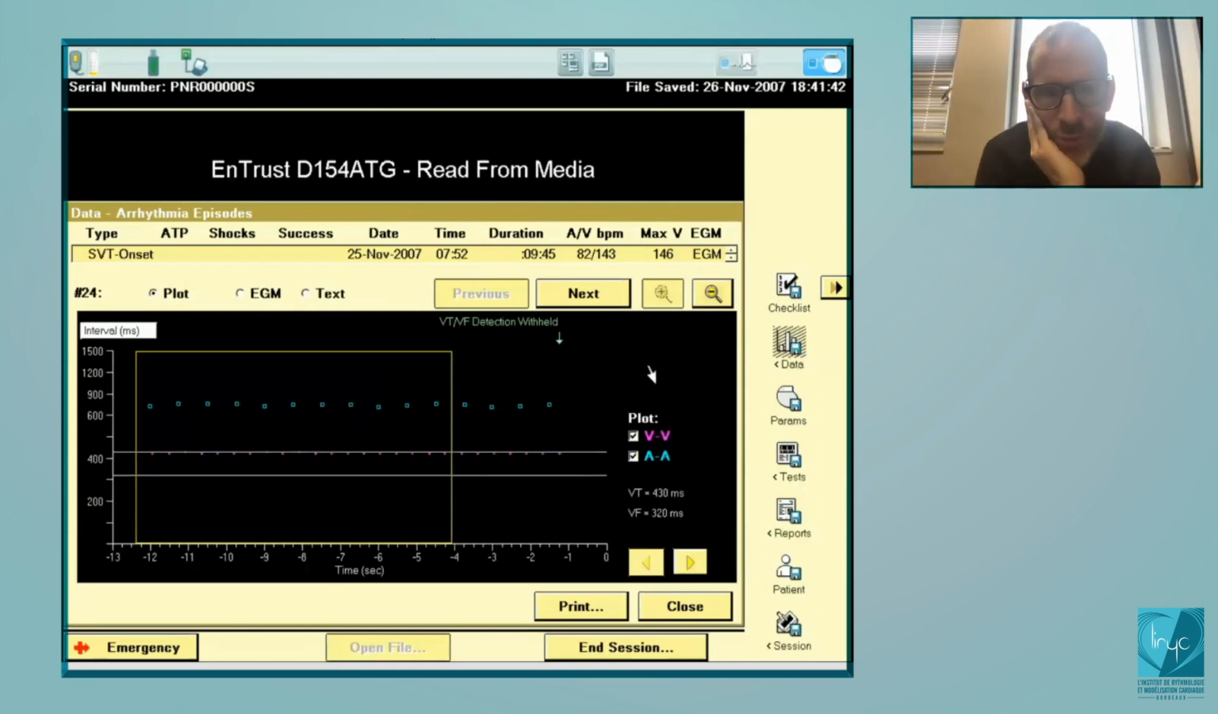If this is real, so you have of course to check the EGM, but if this is real, this is clearly in favor of a VT. But as you see on top of the screen, it's written SVT onset. And this episode has been considered as SVT because of the lack of sudden onset. There is a progressive, according to the device, acceleration of the tachycardia, and therefore it is not treated.